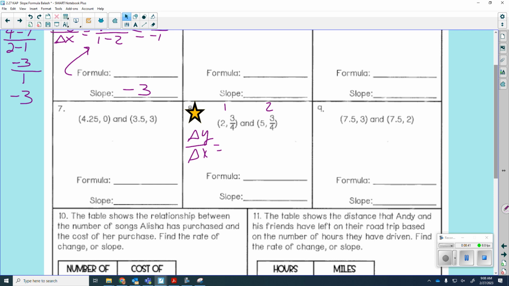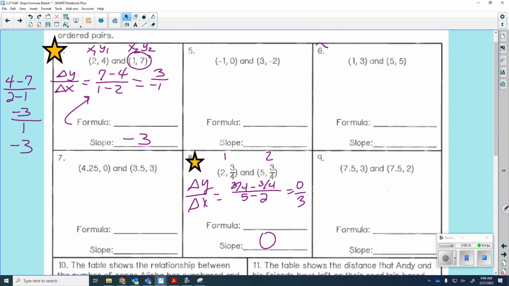So I usually start with my bigger numbers, and 5 is bigger than 2, so I'm going to make this one first. So I'm going to do 3/4 minus 3/4 over 5 minus 2. Well, what's 3/4 minus 3/4? 0. What's 5 minus 2? 3. So what's the slope? 0. Because 0 divided by anything is going to be back at 0. Okay? How about you guys try 6 and 9 on your own, and then we'll check.